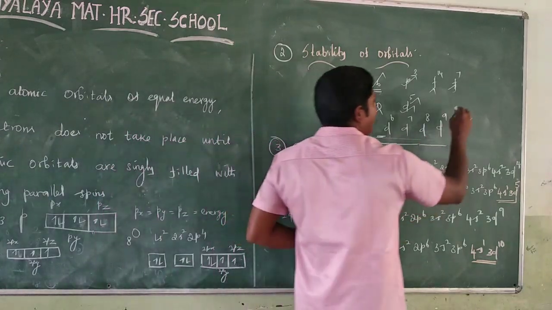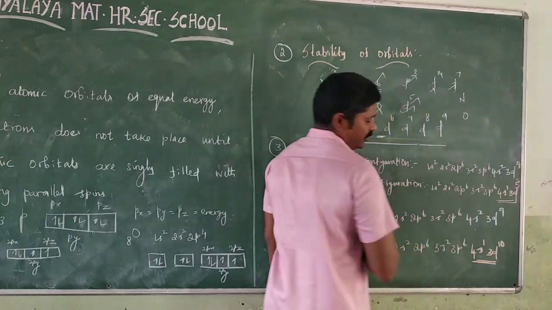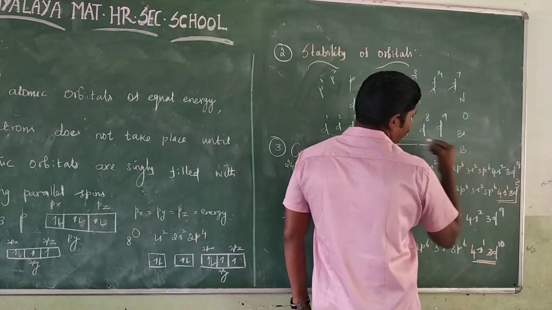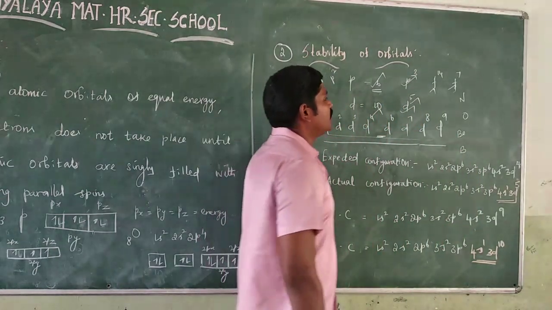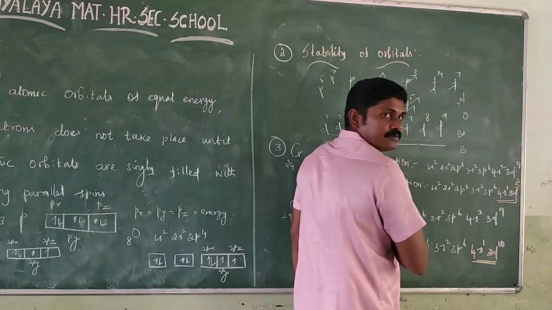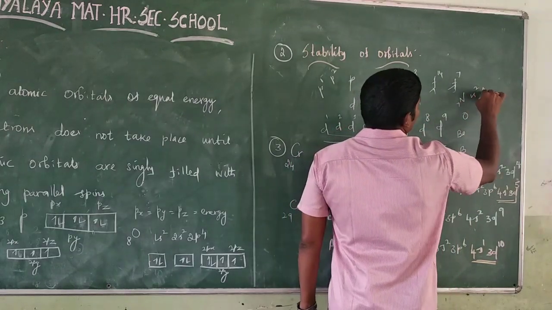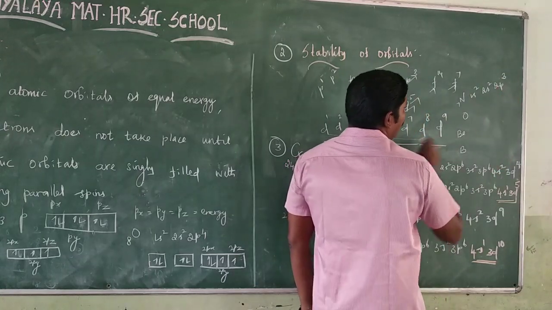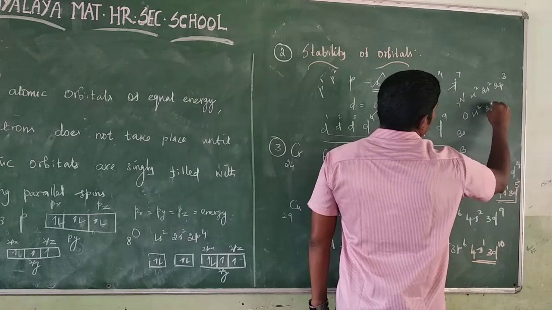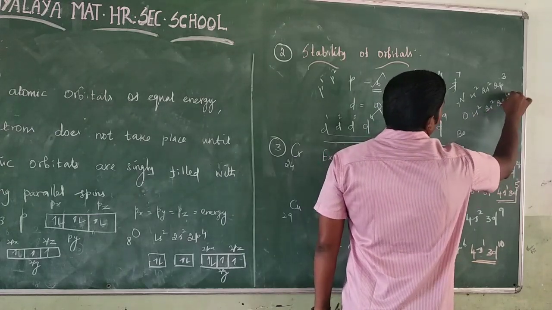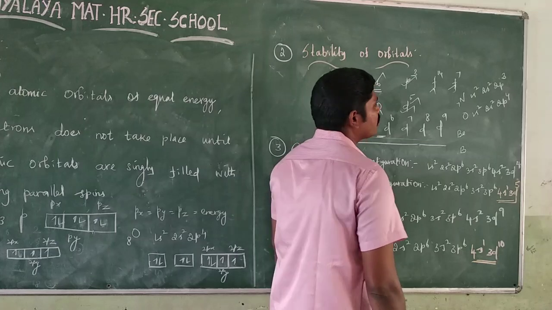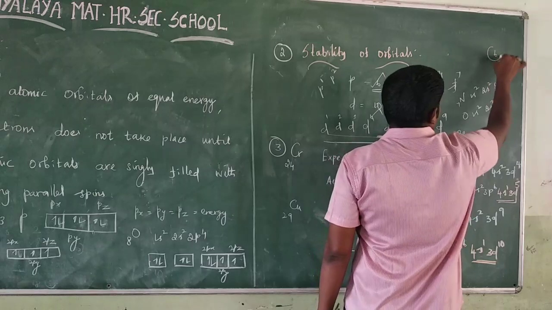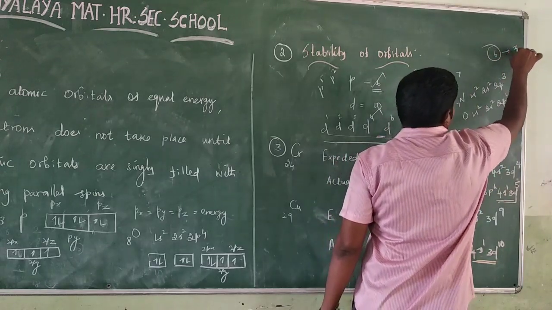The examples: nitrogen and oxygen, beryllium and boron. Nitrogen 7 is 1s2, 2s2, 2p3. Oxygen is 1s2, 2s2, 2p4. The maximum number of electrons in the p orbital is 6. The half-filled number is 3.